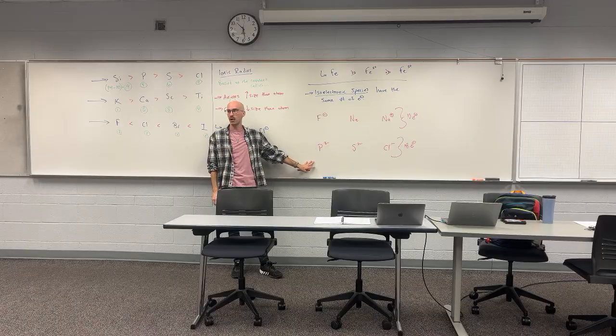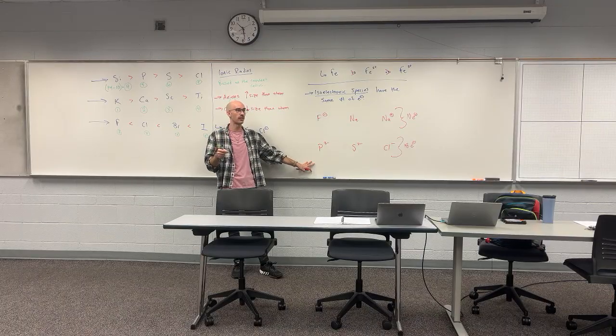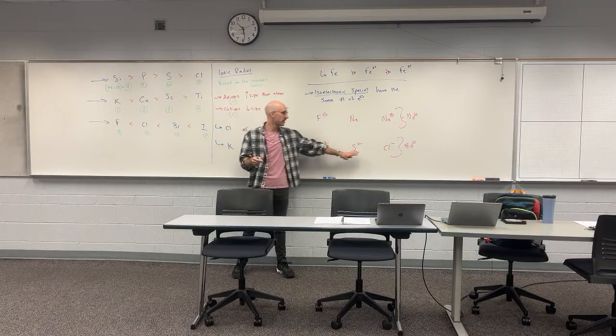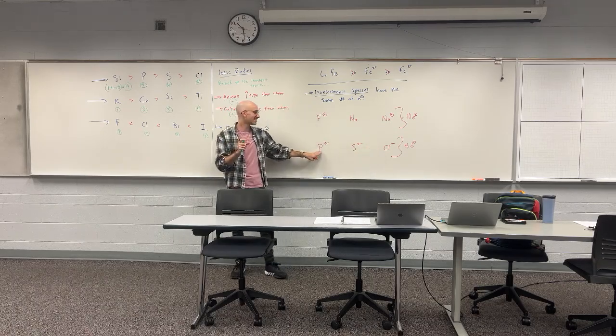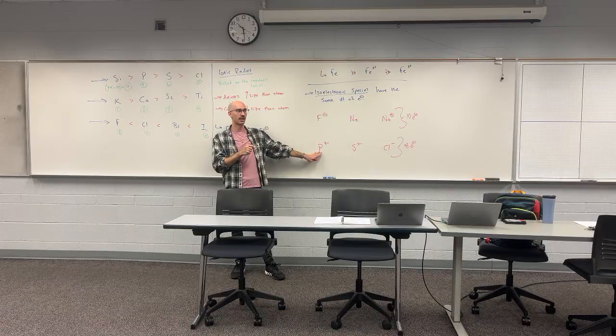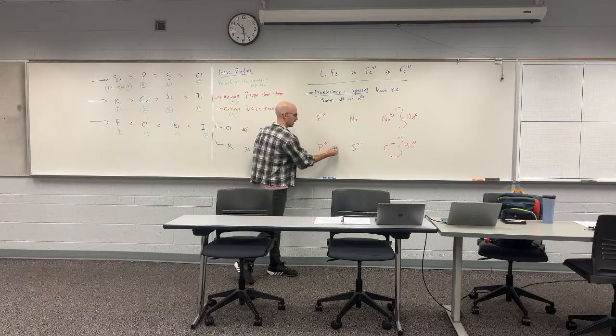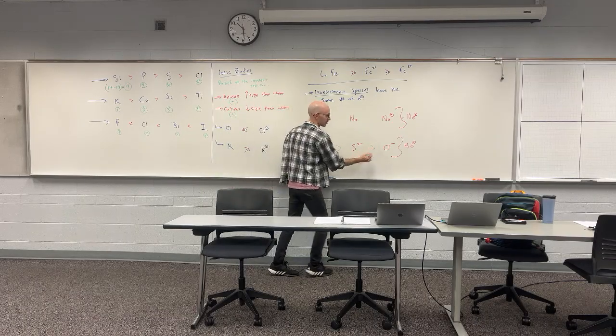Did you use that same rationale here? Same number of electrons, just a different number of protons pulling. This has the most protons per electrons. This has the least protons per electrons. So that P3- should be the largest, chlorine minus the smallest.